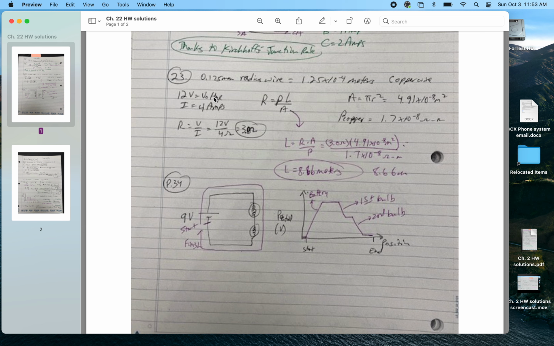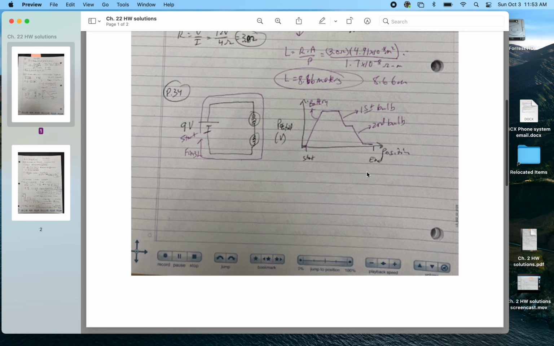How did I get the resistance? Well, I was given the voltage across the wire and the current through the wire, so I rearranged Ohm's law to solve for the resistance. So if I know the resistance, the area, and the resistivity, I can find the length of the wire. That was around 8.66 meters.